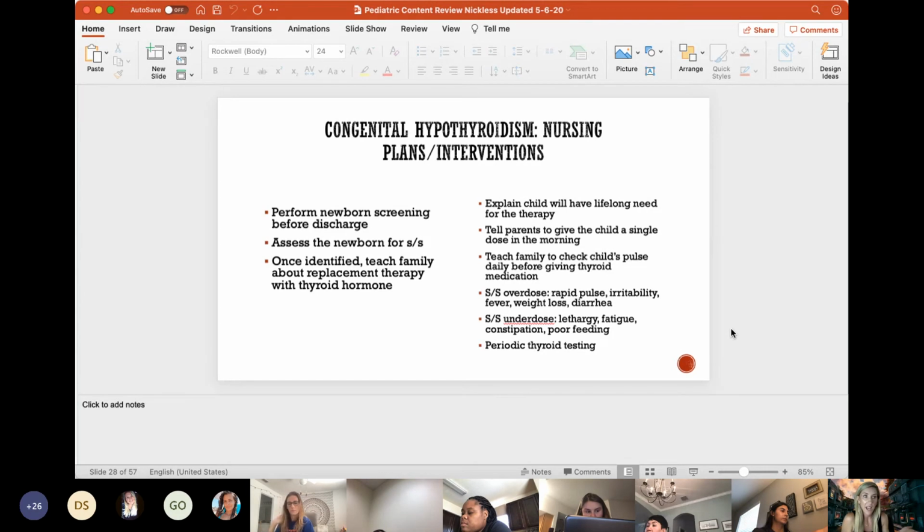Basically, if they start having all the symptoms of a hyperactive thyroid, then we know they've probably gotten too much medicine, okay? An underdose would be that lethargy, fatigue, constipation, poor feeding. So those are pretty simple. As long as you know the symptoms of hypo and hyper, then you know what is an underdose and what is an overdose. And of course, they're going to be checked periodically throughout their life.